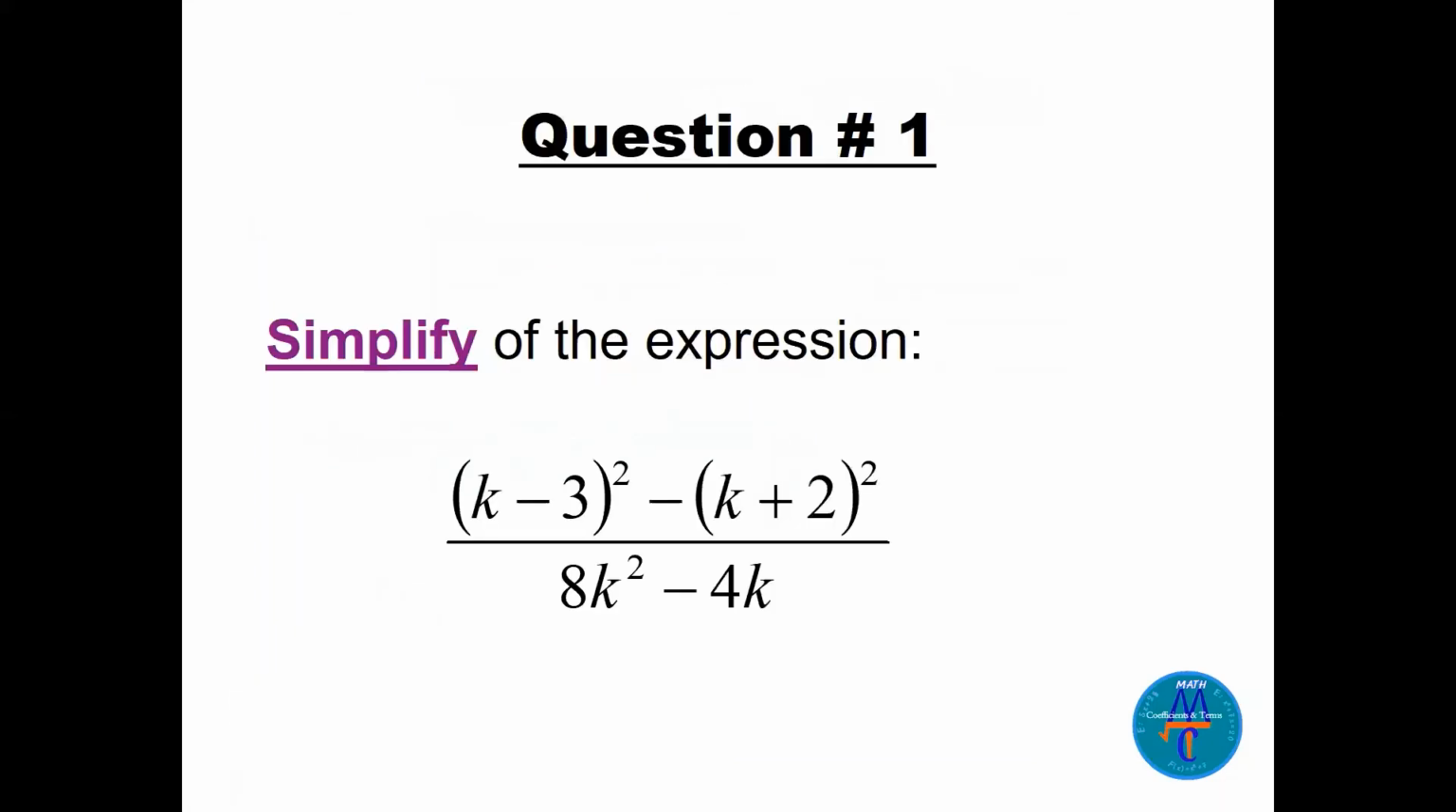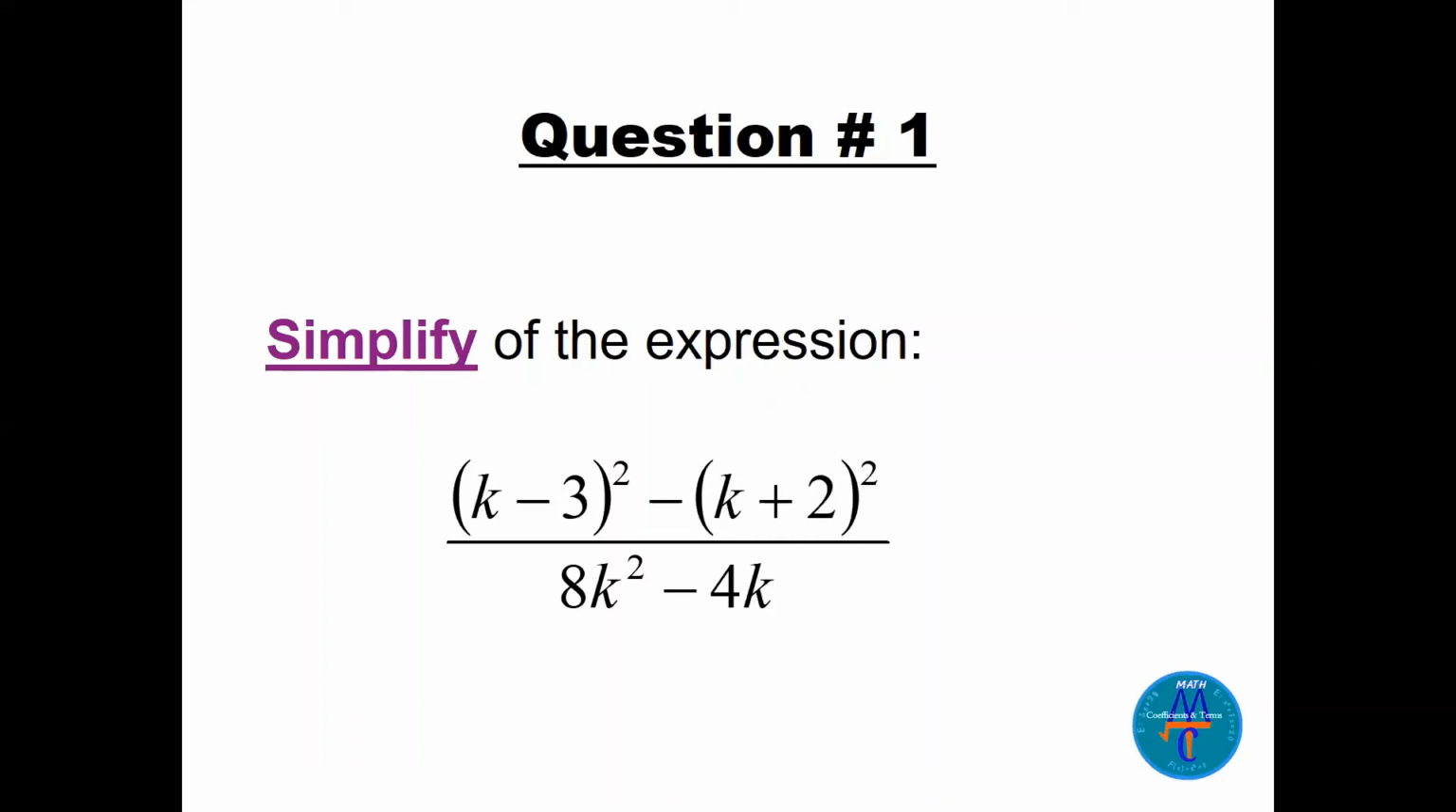Let's see question number 1. I think it's a good idea that you pause a little and then try it. Maybe 1 minute, maybe half a minute. X minus 3 all squared, and there is a minus, k plus 2 all squared, all divided by 8k squared minus 4k. Simplify the expression. Try to get this simple answer.